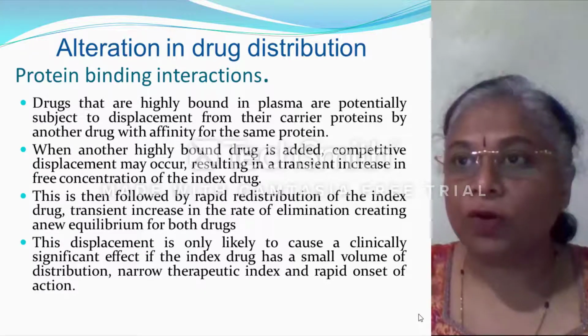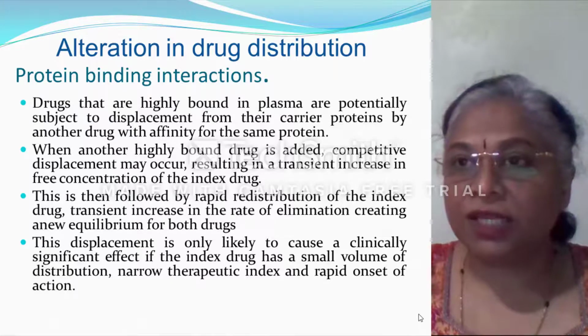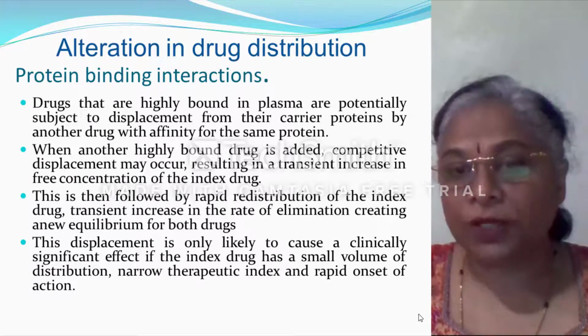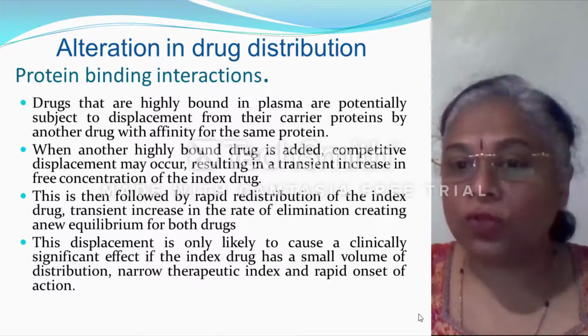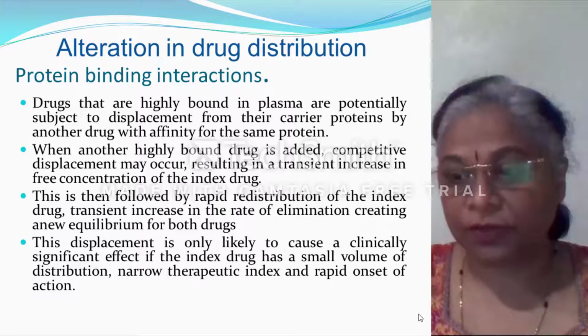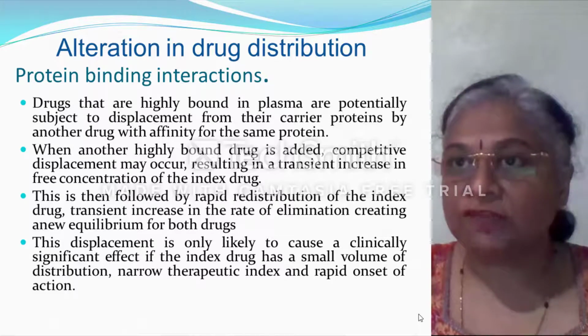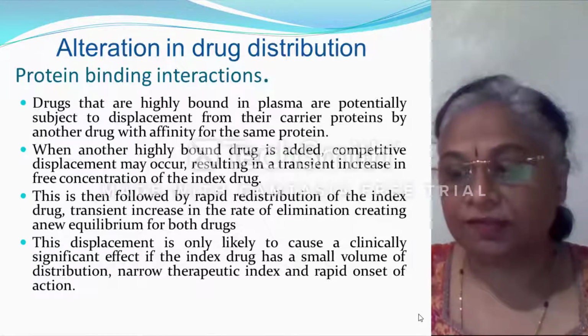This is then followed by rapid redistribution of the index drug. A transient increase in the rate of elimination is created, and that leads to the establishment of new equilibriums for both the drugs. This displacement is only likely to cause clinically significant effects if the index drug has a small volume of distribution, or it has a narrow therapeutic index, or has a rapid onset of action. So only in those conditions will such drug interactions become of more clinical significance.